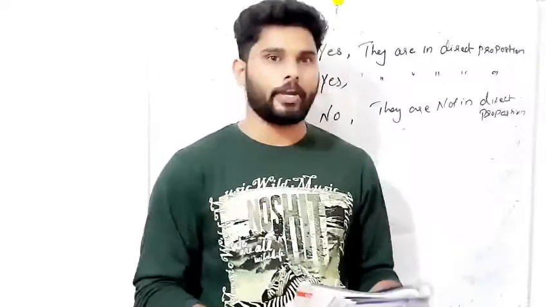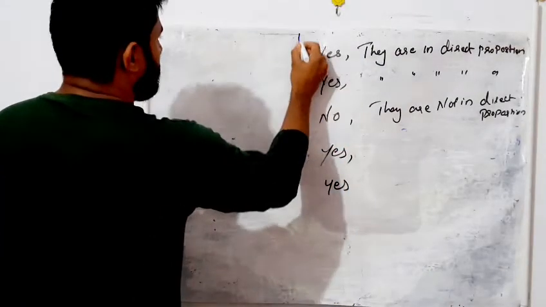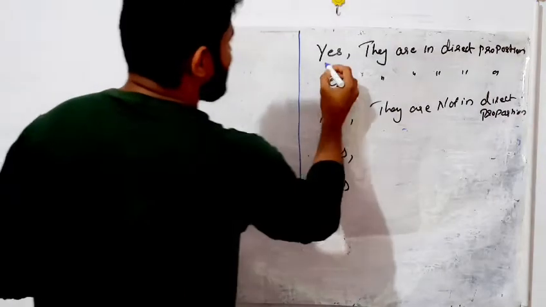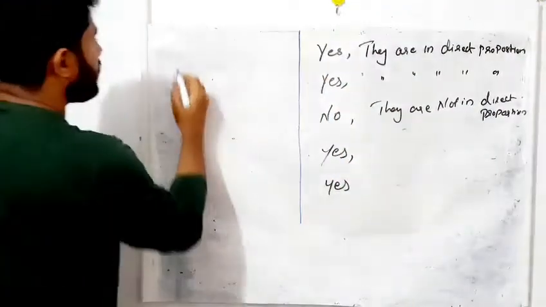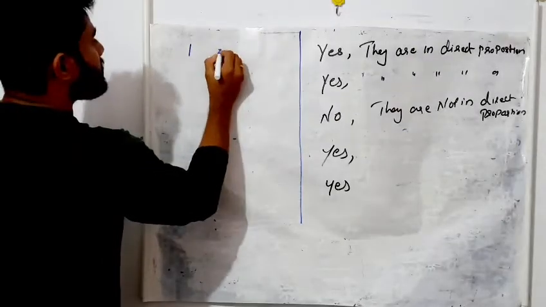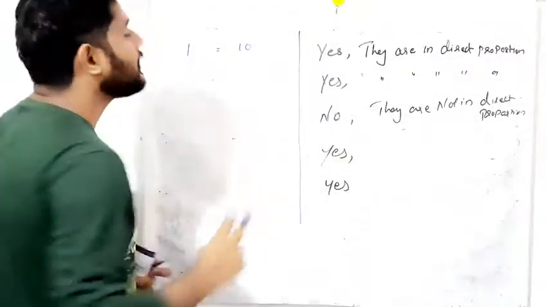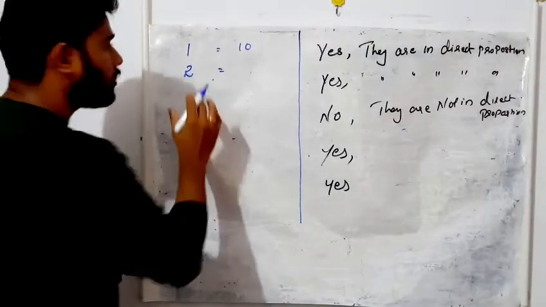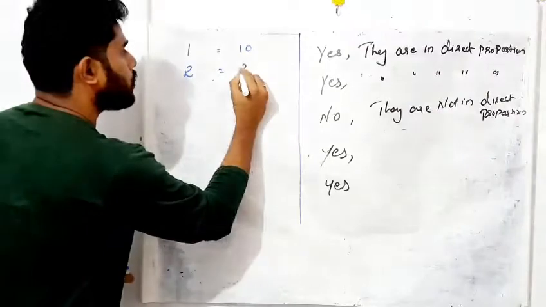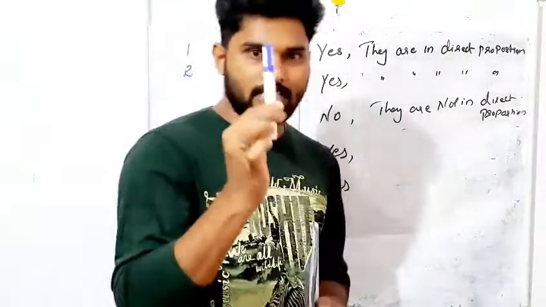That's our question, okay. So, here already I have written, yes, they are in direct proportion. How? I will tell you. So you just imagine the cost of one pen is 10 rupees. Okay? So 2 pens, it is equal to 2 into 10, 20 rupees. Understood?